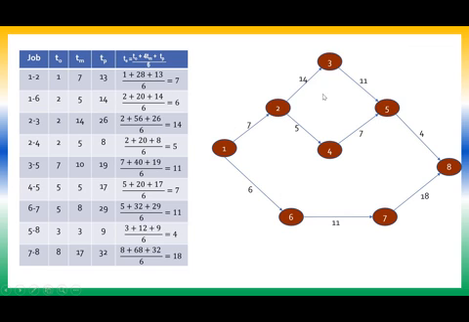So your network diagram is now ready. What next? So obviously, forward pass and backward pass computation.